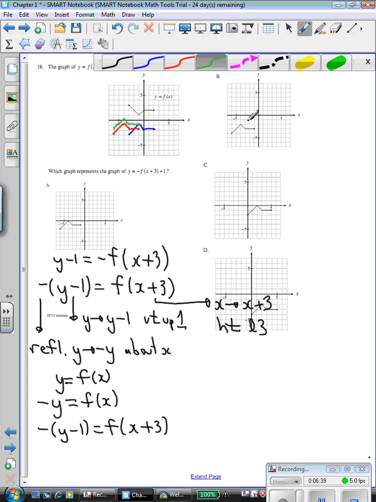And when we take a look, we can see it matches A. This one over here is the reflection, but it's down 1. That's, of course, what that one's there. This one appears to be the same function, but reflected over y instead of reflected over x. And here's your reflected over y, but down 1 instead of up 1. So this is the correct one, A.